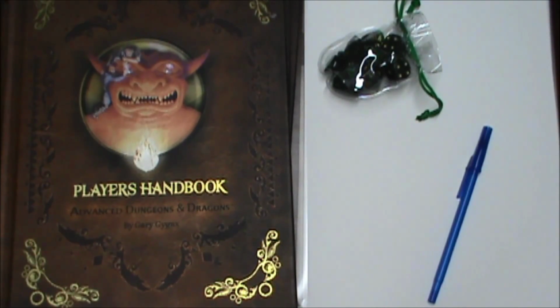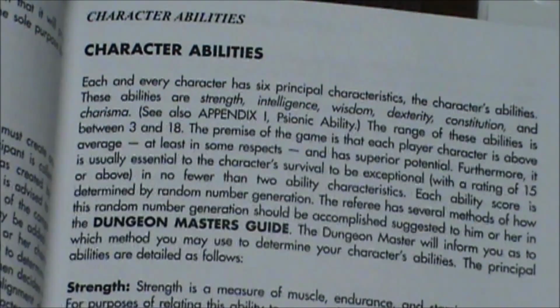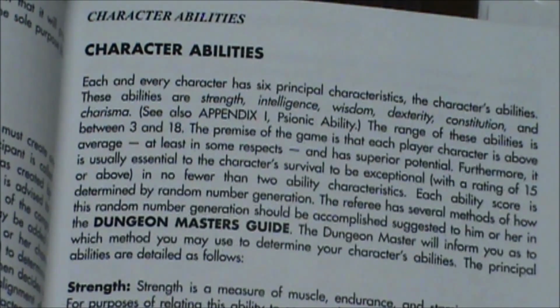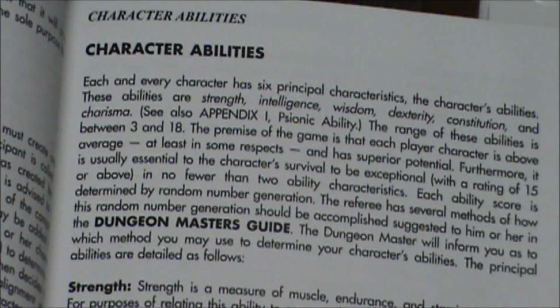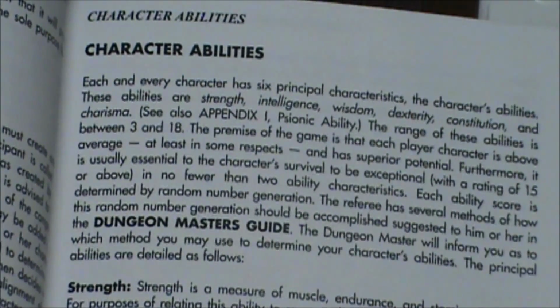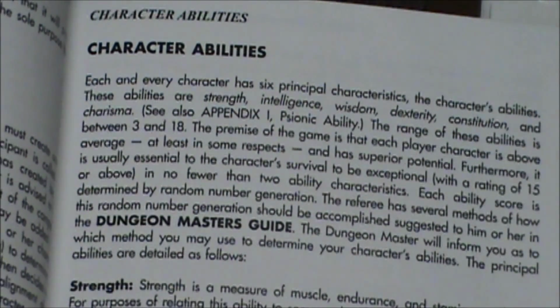So character creation, let's just jump in there. One of the first things you need to do is create the statistics, generate the numbers for your character abilities. Strength, intelligence, wisdom, dexterity, constitution, and charisma. There's also something mentioned there about psionic ability, but those are quite rare. They're going to range from 3 to 18.